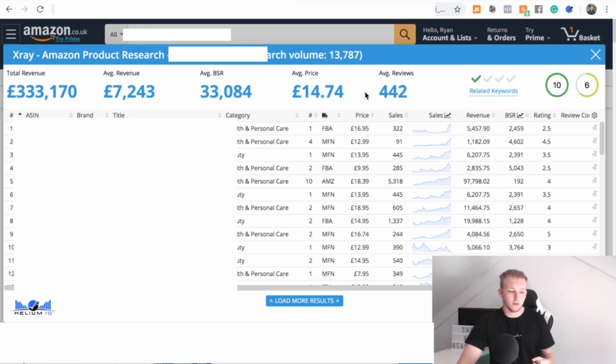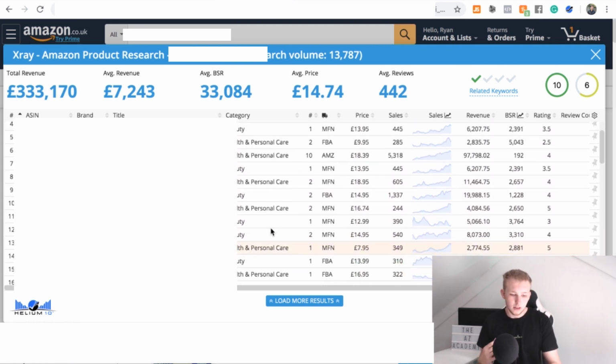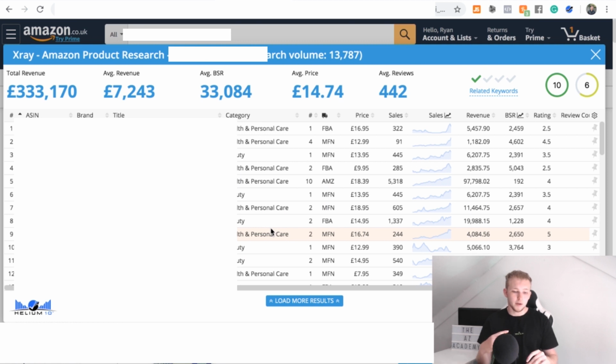So that's something we'll find out in a minute. So with these top numbers now covered, we'll look at the category. The majority of people have a health and personal care or beauty category listed. Now, this is completely fine. You can sell in these categories. Not all products in these categories require approval.